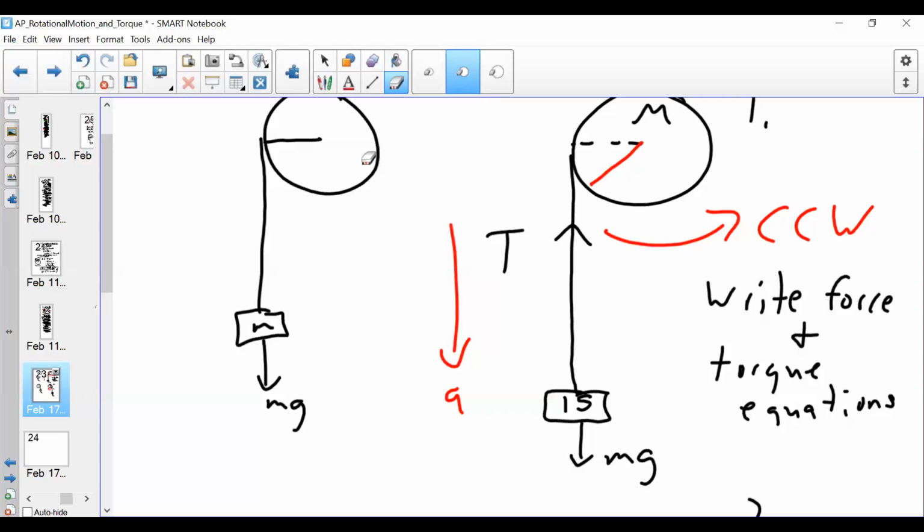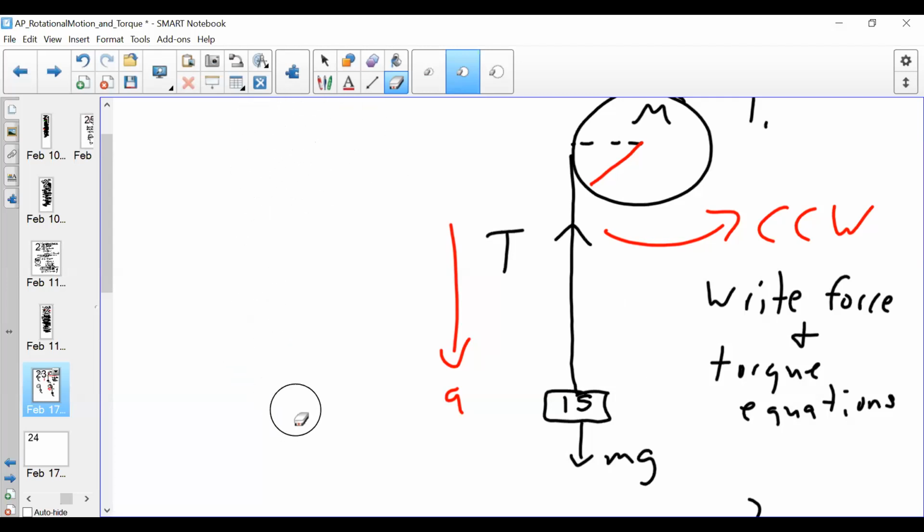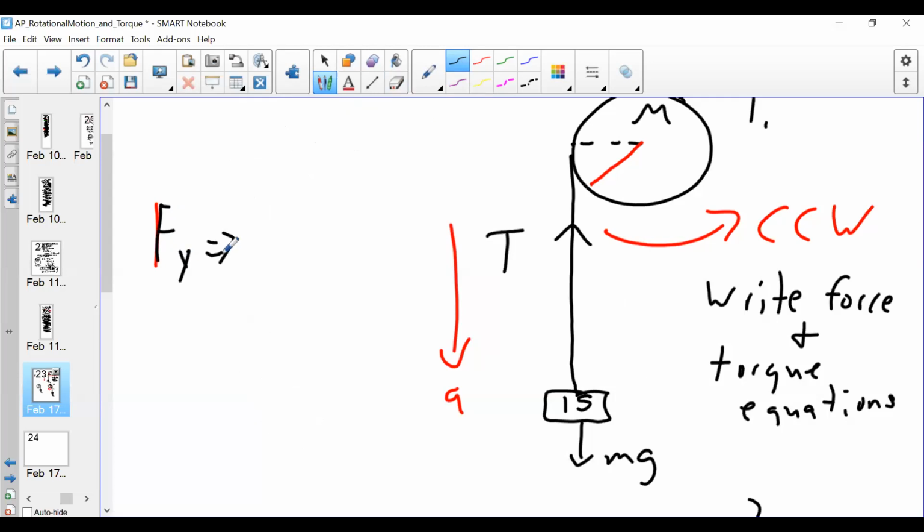All right, so let's look at the free body, or the force equations for this and the torque equation. So I'm going to erase this part. And okay, so all the forces in the y direction. So acceleration is going down this way. That's the direction of the whole system, going linearly down. So it's going to be mg minus T equals ma. And that's the only force there.